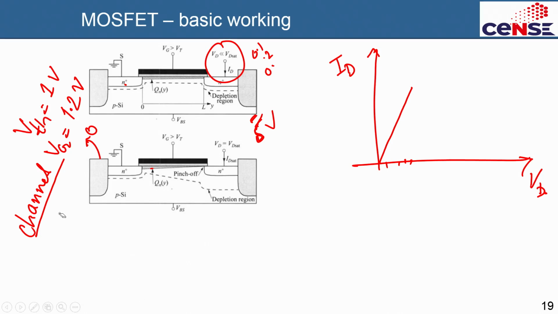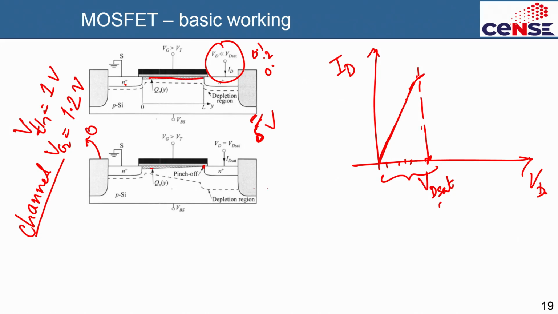So you see the channel is pinched off over here, and the moment the channel is pinched off over here, the current will not increase any further. The current will basically saturate, sort of tend to saturate. So this point is called VD sat. That means it is the onset of saturation. Till this point only you can go linearly, behaving like a resistor.